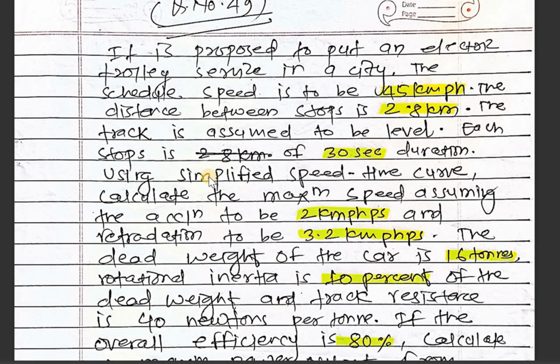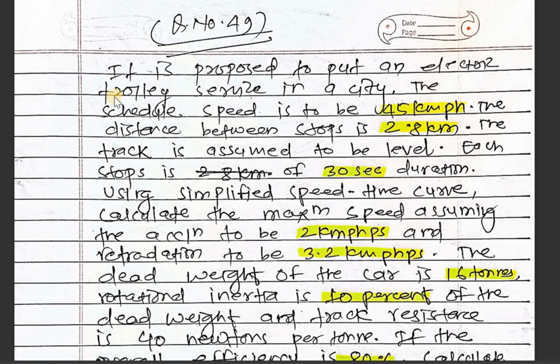Today our numerical problem is: it is proposed to put an electric trolley service in a city. The scheduled speed is 45 km per hour. The distance between stops is 2.8 km. The track is assumed to be level. Each stop is of 30-second duration.